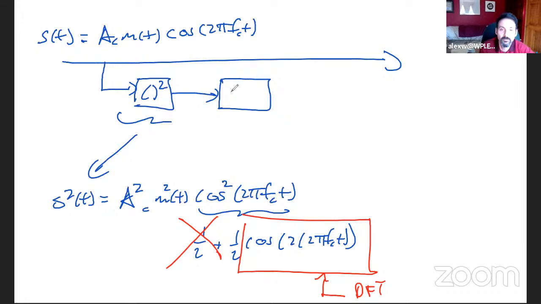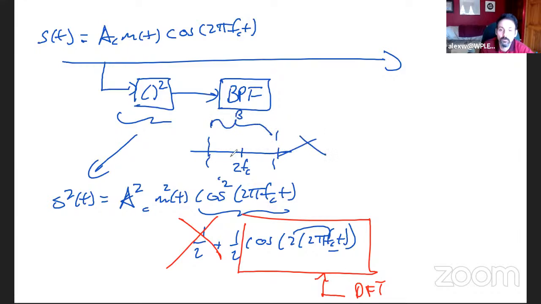So I have a BPF, bandpass filter. If we had something like this, we know in the frequency domain that's going to be a delta at the origin, and this is going to be something centered at 2 times fc. What we want is a bandpass filter at 2 fc, with a bandwidth B, to filter that out and reject everything outside, including the DC term here.